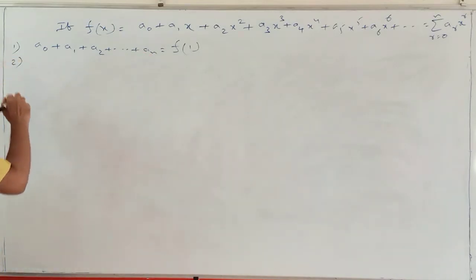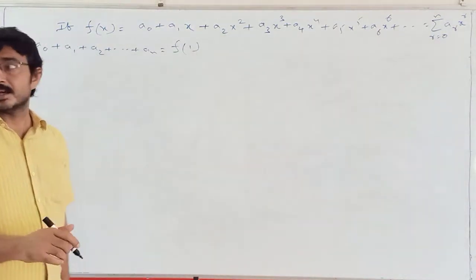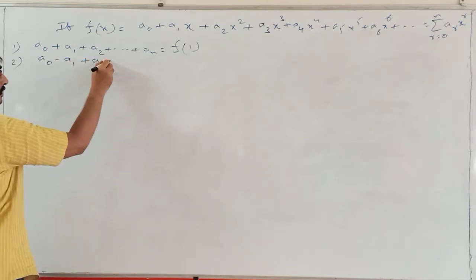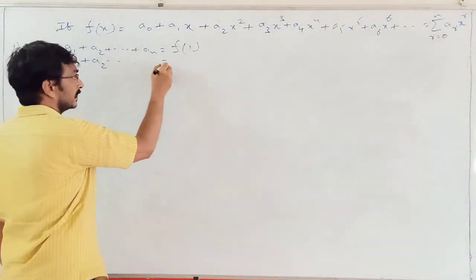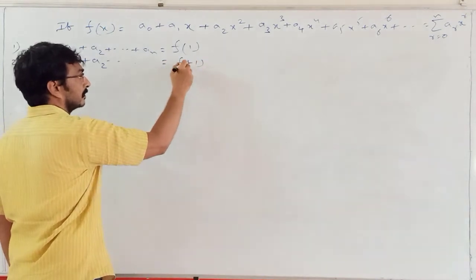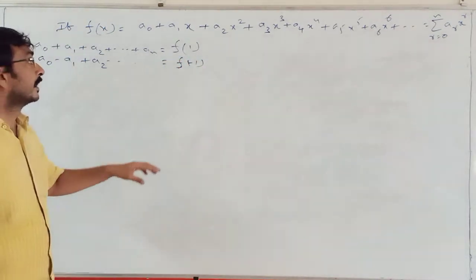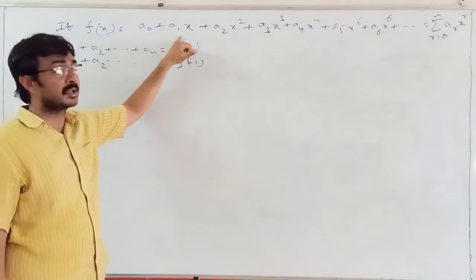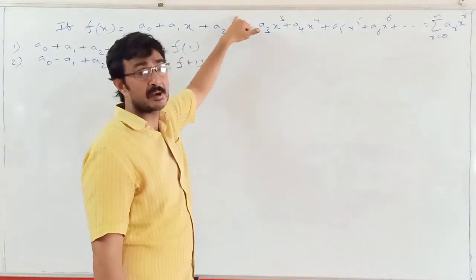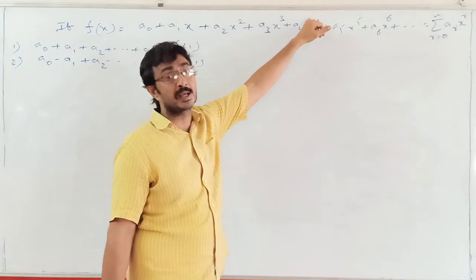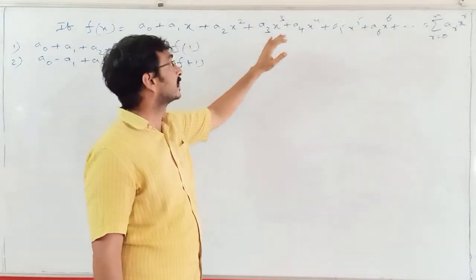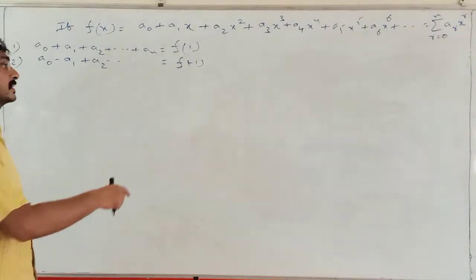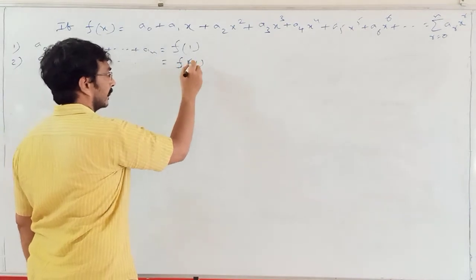Next, the sum of the coefficients with alternate plus or minus signs. So a0 minus a1 plus a2 and so on. Clearly f of minus 1. Put x equal to minus 1 on the right hand side: a0 minus a1 plus a2, because minus 1 whole square is plus 1, minus 1 whole power 4 is plus 1, minus 1 whole cube is minus 1, thus plus or minus signs. So the sum of the coefficients with alternate plus or minus signs is f of minus 1. Okay.